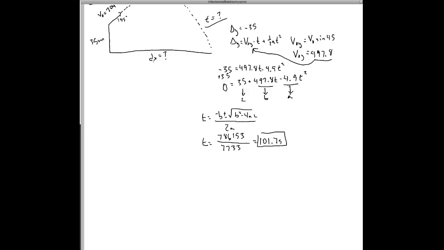Now, once we have time, we can figure out the range, because we know that dx equals vx times time. And we know how to solve for the x component of a velocity vector. We are going to use cosine. We figured out v naught earlier at 704. So vx equals 704 cosine of 45 degrees. Plug that into your calculator, and you get 497.8. What do you know? It's the same as our Vy.